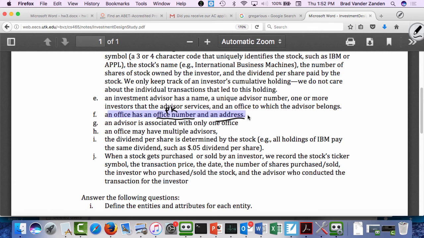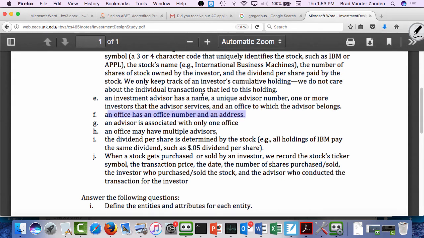Probably the address is what kind of key? Composite, very good. It's a composite key. Could it be a primary key? It's unique, but it's not. So what do we call keys that could be primary keys but are not? Candidate keys. And they have another term, alternate keys. So they're both candidate keys and alternate keys. An alternate key is a candidate key that did not become the primary key. Okay, so not a lot there with F, but it does give us the attributes for an office and the primary key.